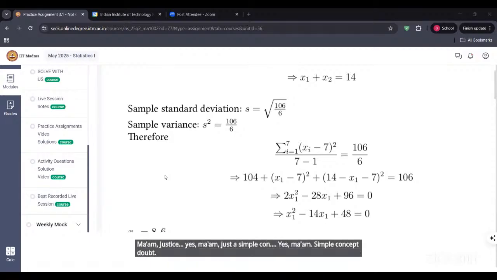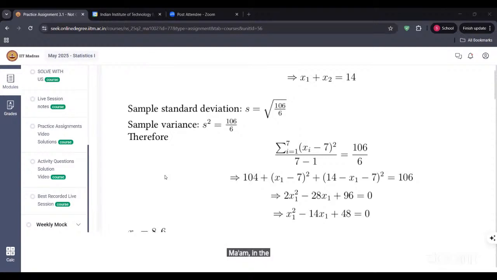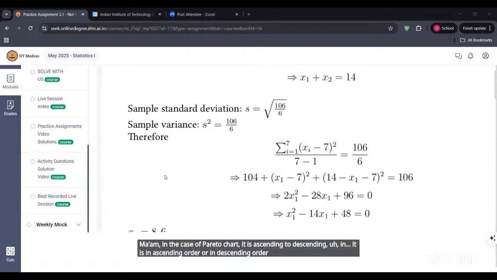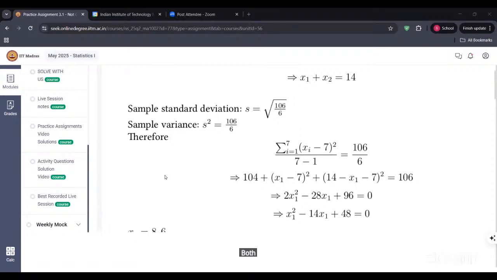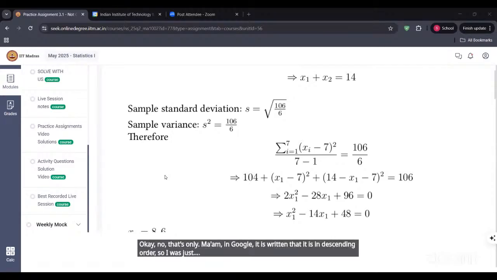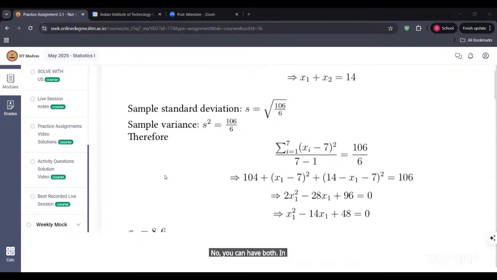Ma'am, in the case of a Pareto chart, is it in ascending order or in descending order or both? Both. Okay, ma'am. In Google it is written that it is in descending order, so I was confused. No, you can have both, ascending order and descending order. Okay, ma'am. Thank you.